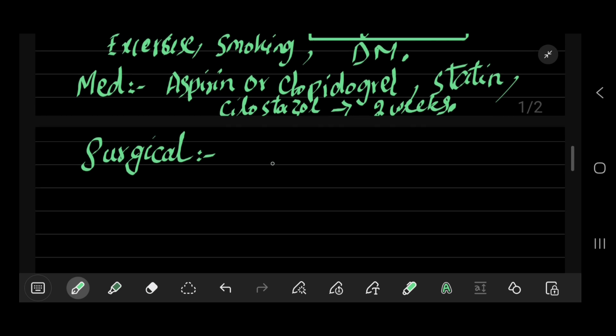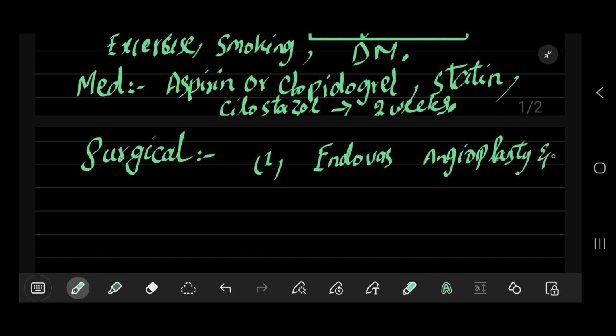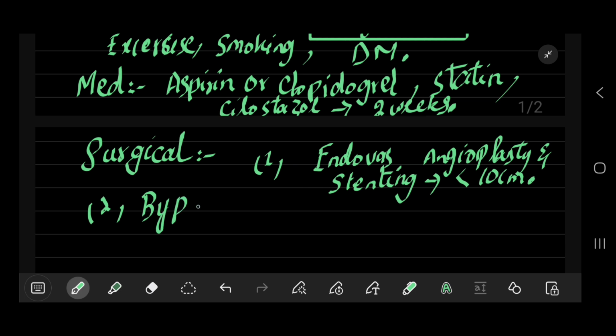Surgical management consists of three things. The first one is endovascular angioplasty and stenting. This can be done when the involved segment is less than 10 centimeters and the lesion is more proximal. When the involved segment is more than 10 centimeters or it is a distal lesion, then bypass grafting is superior to this.